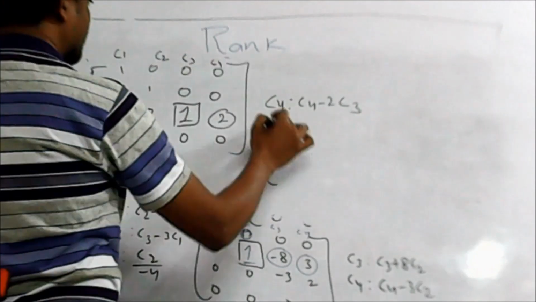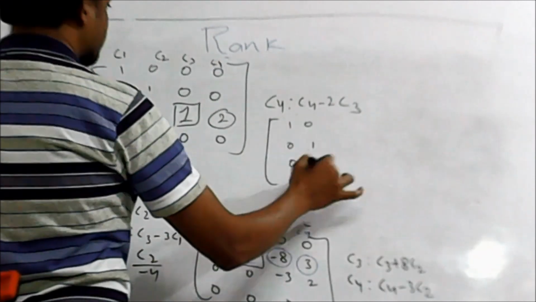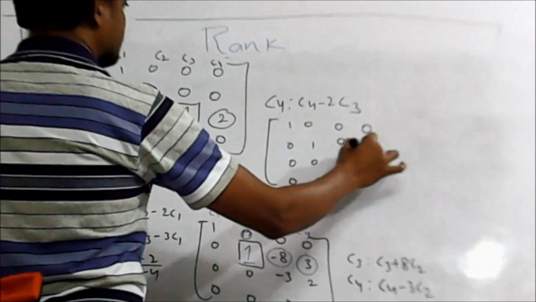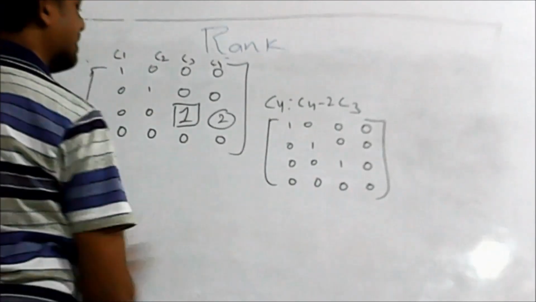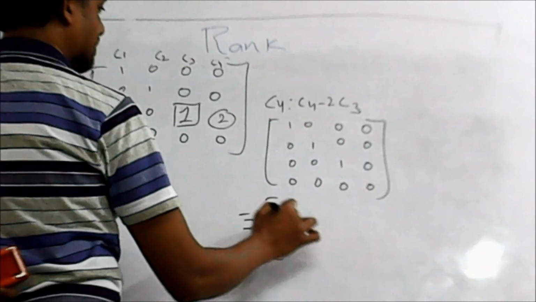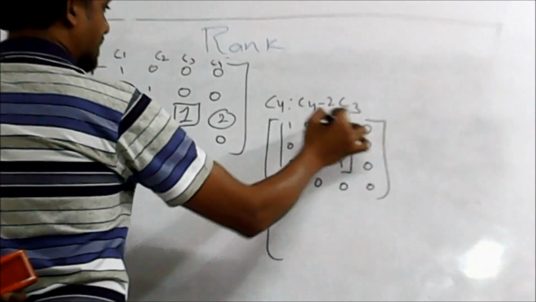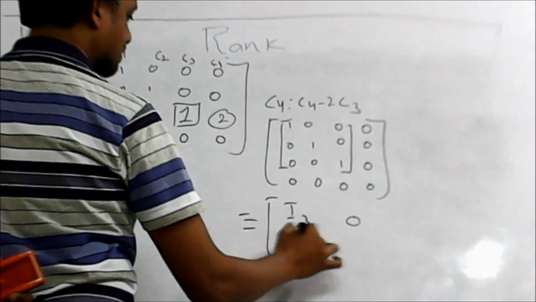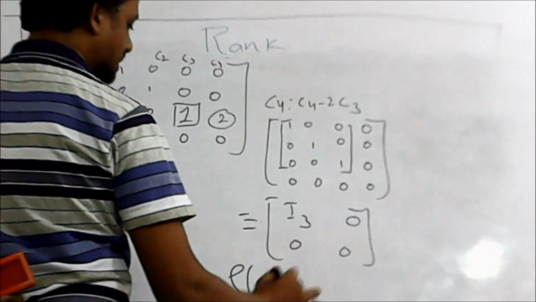What is the final matrix? 1, 0, 0, 0, 0, 1, 0, 0, 0, 0, 1, 0. It will become 0, 0, also 0, 0. So now it is converted into normal form. What is that form? It is equivalent to I3, the identity matrix of 3 by 3. So we simply write I3 and fill the remaining with zeros. So what about rank? Rank of A is 3.